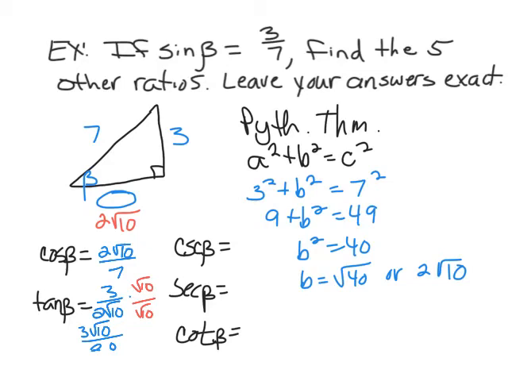So cosecant is the reciprocal of sine. If sine is 3 over 7, then cosecant is 7 over 3. The secant is going to be 7 over 2 radical 10. I don't quite have room to rationalize that, but that's going to be 7 radical 10 over 20. And then the cotangent is going to be 2 radical 10 over 3. So those are pretty easy to get once you get your original triangle.